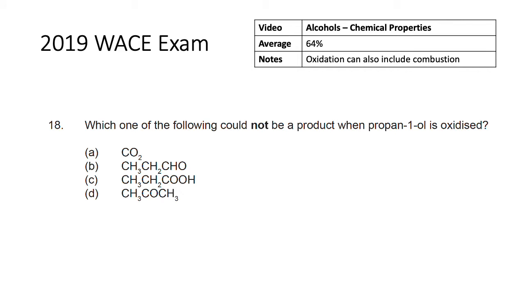Which of the following could not be a product of when propan-1-ol is oxidized? Okay, so just remember, oxidation can also include combustion. So propanol can burn, propanol can turn into propanal, and propanol can turn into propanoic acid. And then this one here is propanone. This one here is propanone, and that's made from propan-2-ol, so it's therefore D. Right.